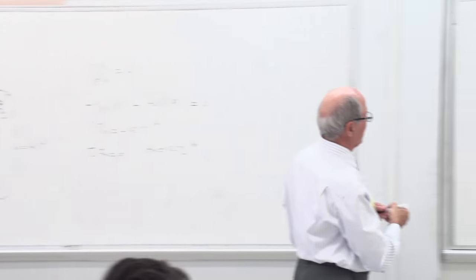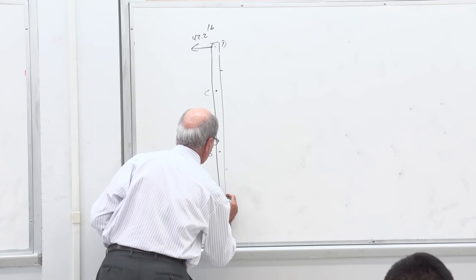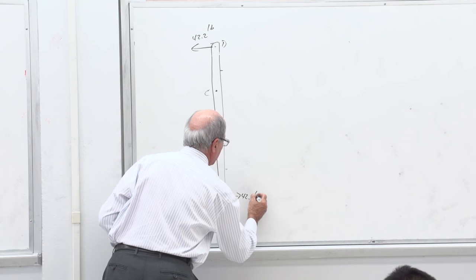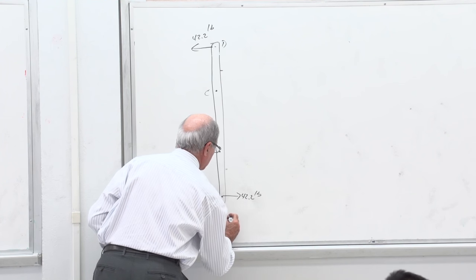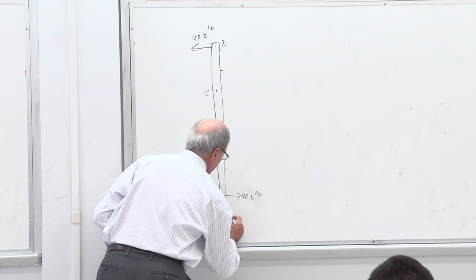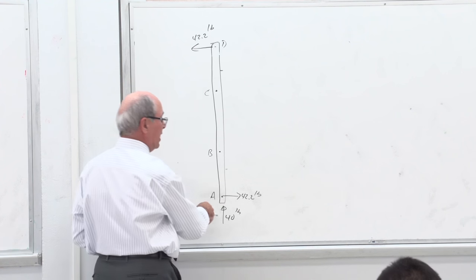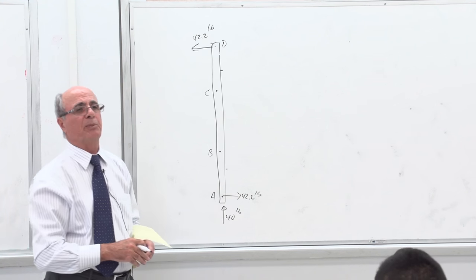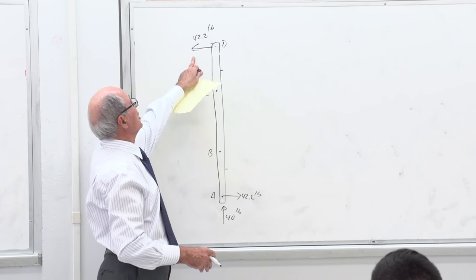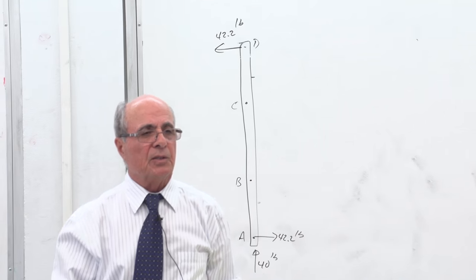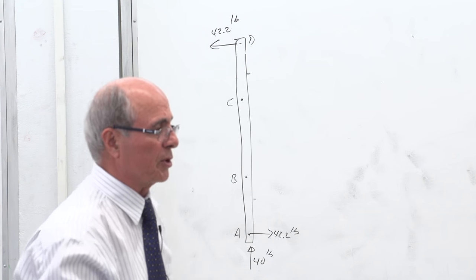So let's put AX and AY. AX was equal to 42.2 pounds, and AY is equal to 40 pounds. So we have A disconnected. I put the appropriate forces there. Here, D is disconnected. I put appropriate forces there.